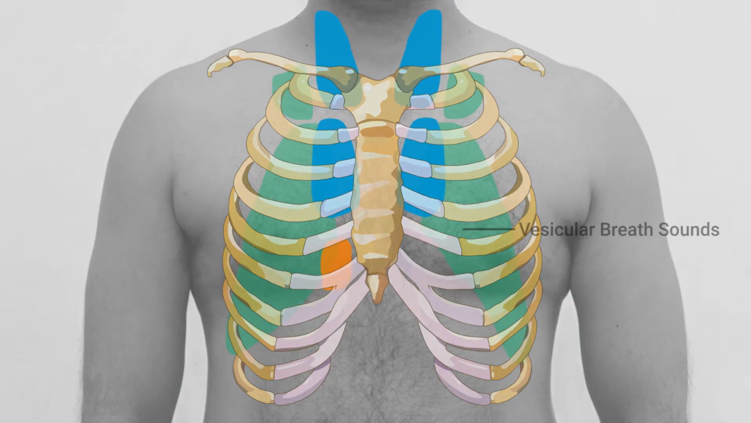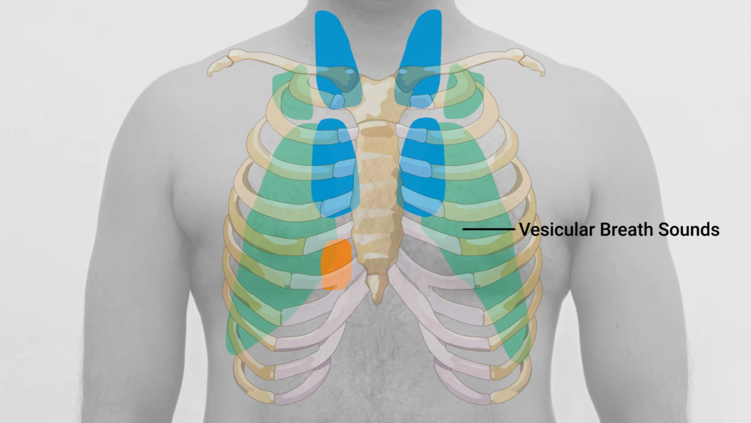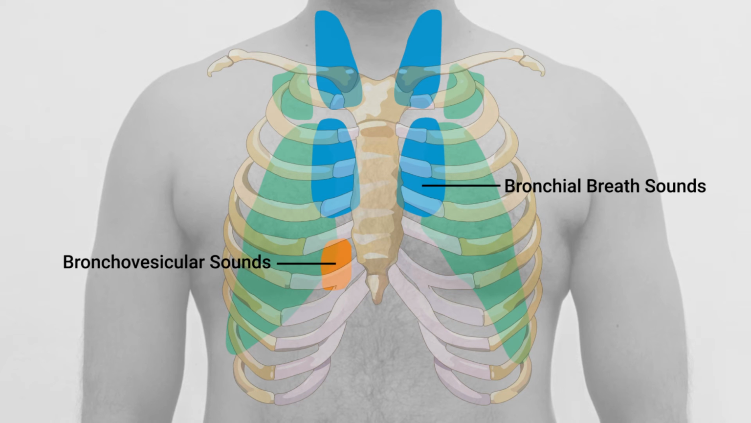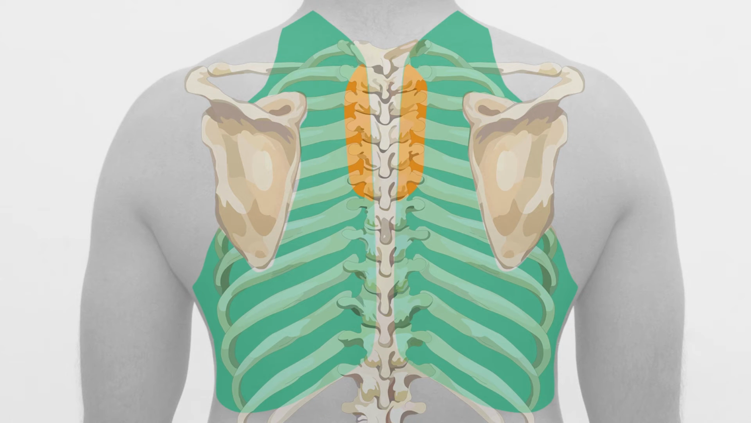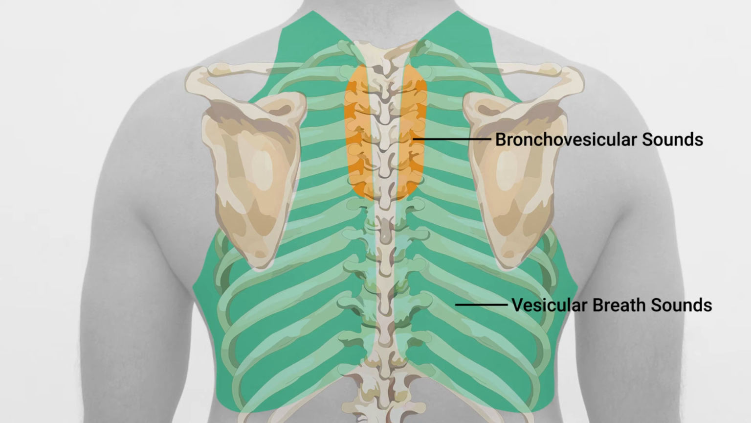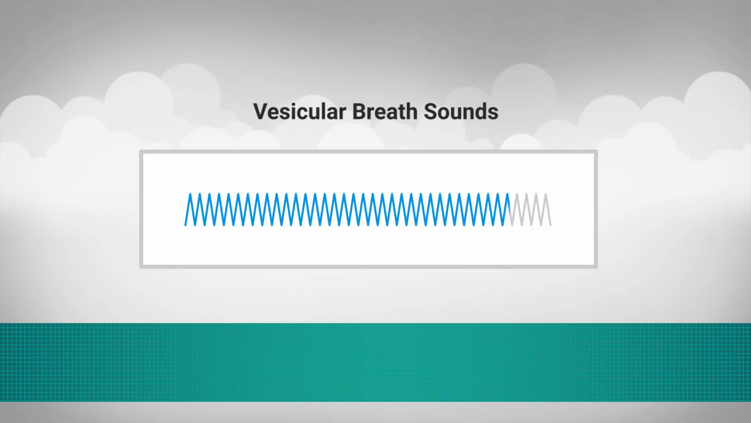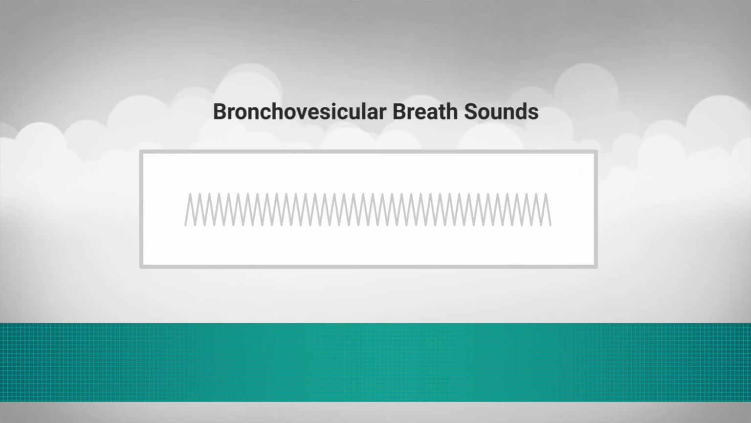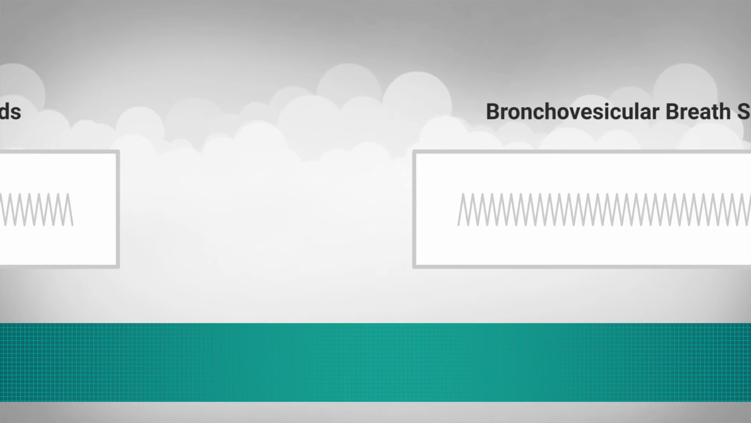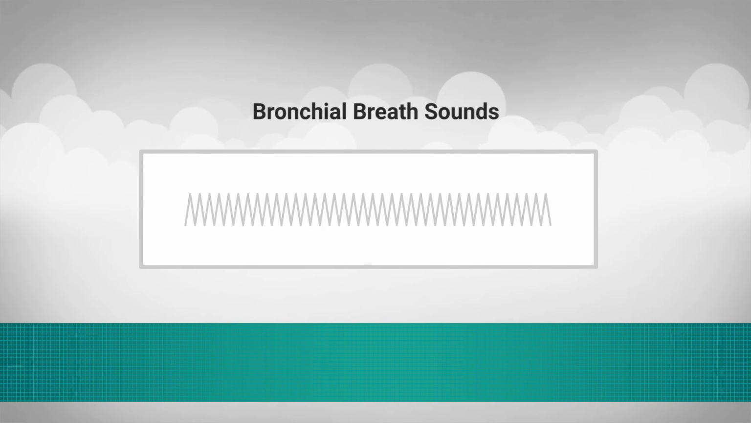Vesicular breath sounds are heard on the periphery. Bronchial breath sounds are heard normally over the trachea, the upper sternum and paraspinal areas of the upper thoracic vertebrae. They are often loud and high-pitched. Vesicular breath sounds. Broncho-vesicular breath sounds. Bronchial breath sounds.